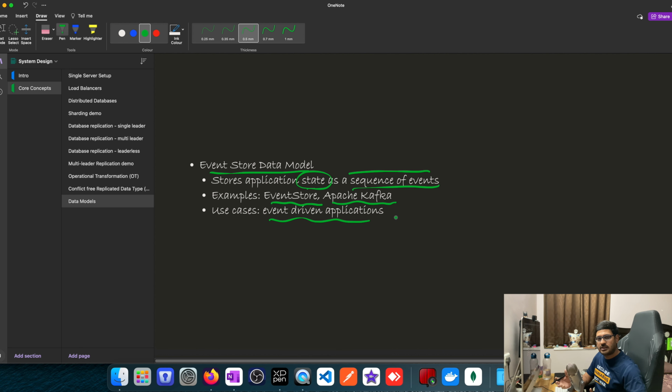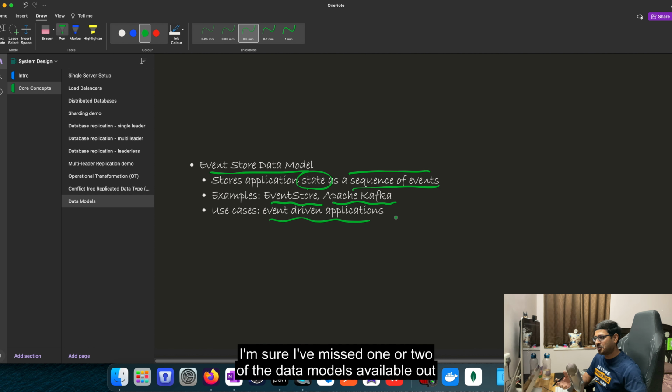And having said all this, I am sure I've missed one or two of the data models available out there. So if you have come across, or if you are using any other data model that I have not listed here, definitely put it in the comment below so that I can learn, you can learn, everybody can learn. So let's keep the learning and sharing going on.